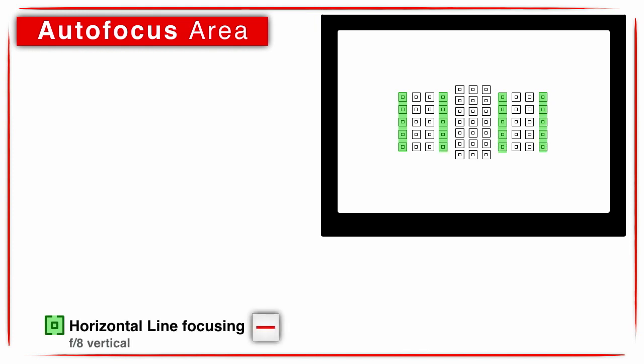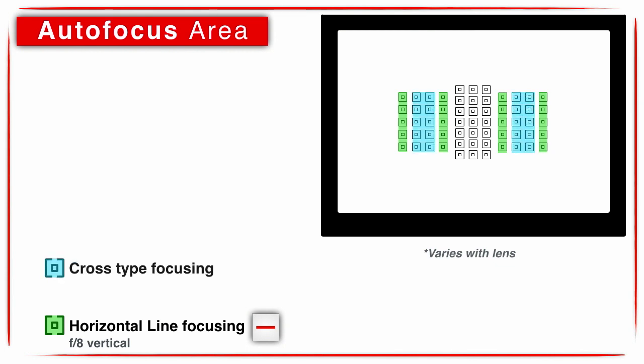The focus points outlined in green here are looking only at horizontal lines, so they do not do well with vertical lines. They'll do it with lenses that have an aperture of f8 or faster, which is all of the Canon lenses, and most of them, even when you add a teleconverter onto it.